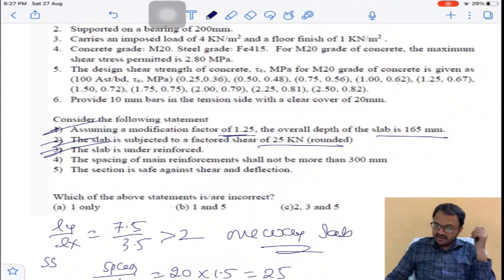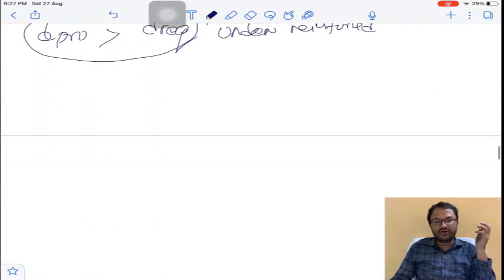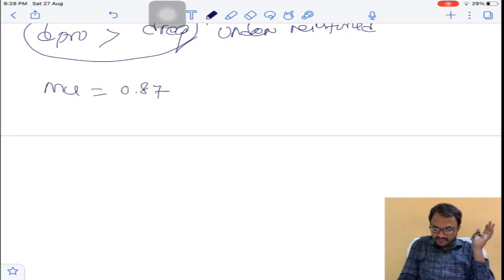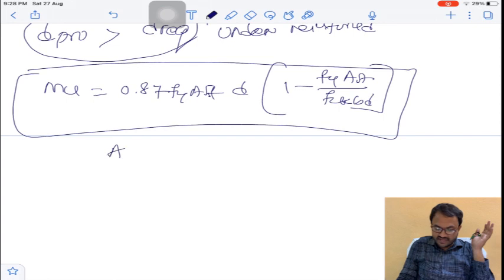And next is spacing of main reinforcement. Whenever we need to calculate main reinforcement spacing, we need to calculate the amount of reinforcement. I will not repeat the formula again, I will write directly AST. To calculate AST: MU is equal to 0.87 Fy AST D into 1 minus Fy AST by FCK B D. So this is the AST formula. If you substitute all the values, you will get AST as 483 mm square.